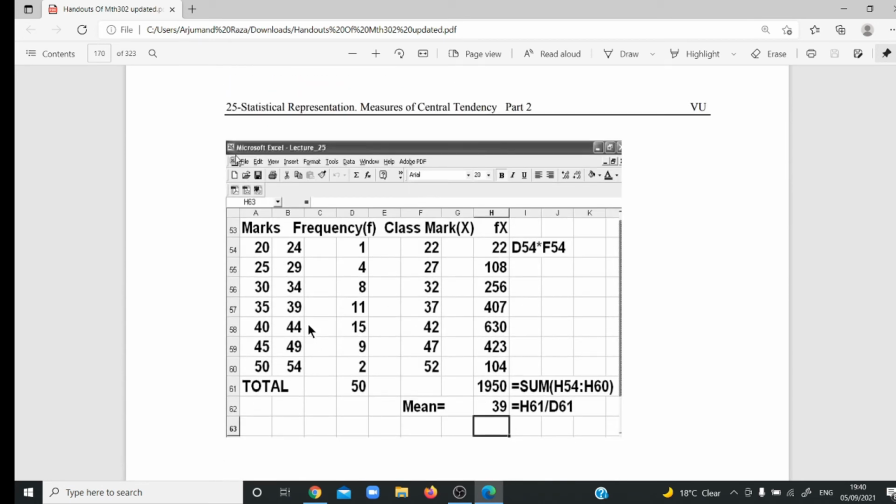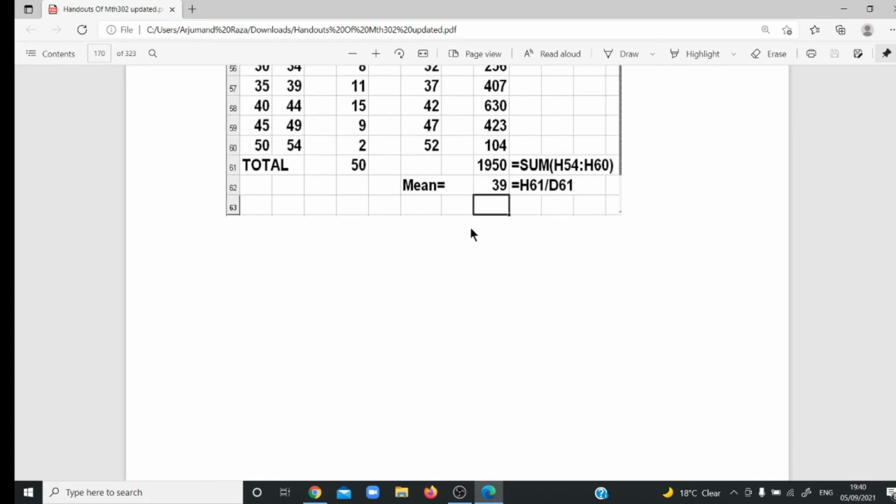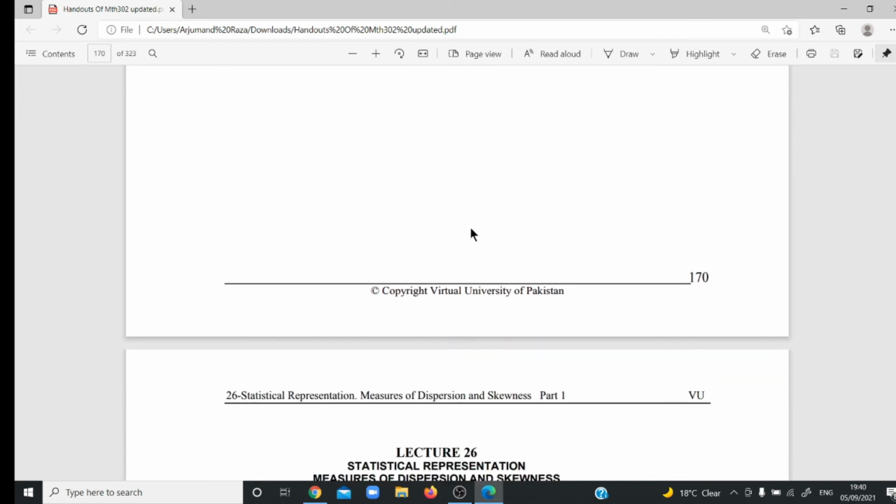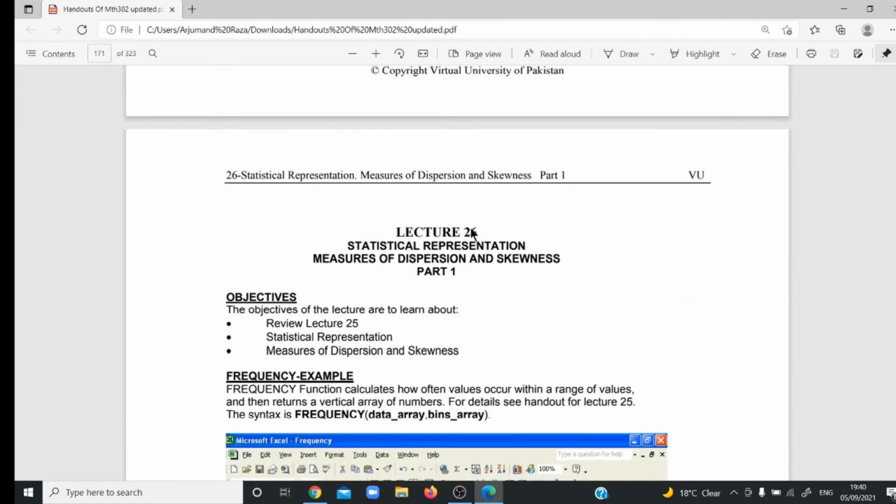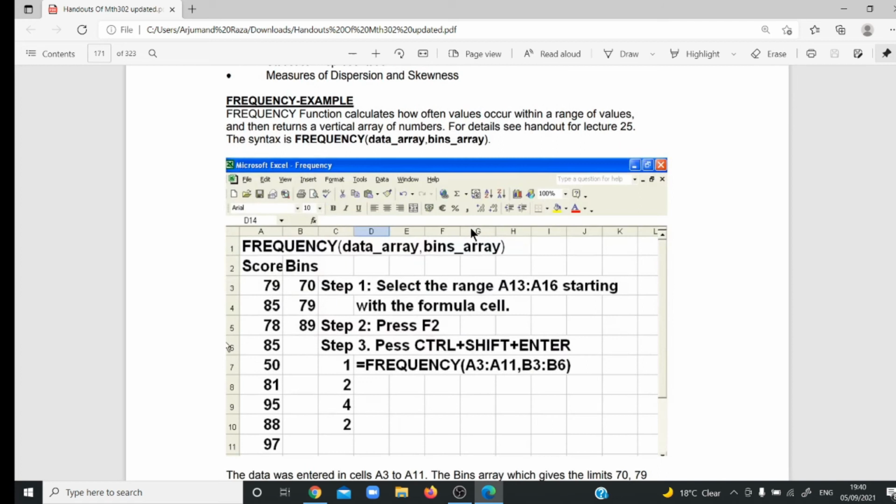This one, frequency again. How to find the fx? Why do we need this fx? We need this fx to find the measures of central tendency, or to find the dispersion of data. For dispersion of data, fx is important. If you can't find the fx, it will be very difficult for you to find the dispersion of data.